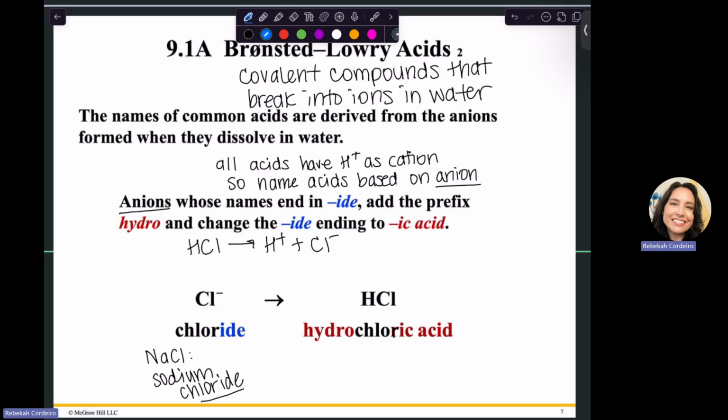So I have a saying that might help you. It's my ride, IDE, has hydraulics. That gets your hydro and your ic in there. So "ide" goes with hydro, ic. My ride has hydraulics. "Ide, hydro, ic."